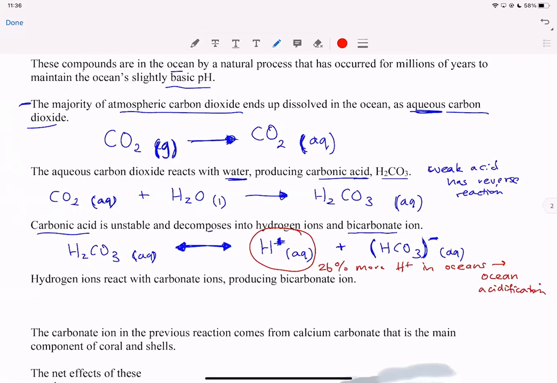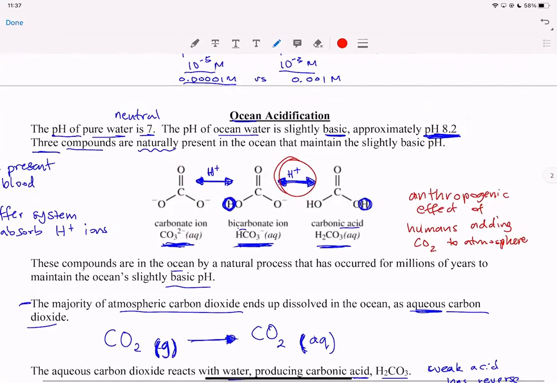Okay, this though gets to the part where, what happens to all those extra hydrogen ions? Well, these extra hydrogen ions end up in the ocean because of this series of reactions that started with humans adding carbon dioxide, and these hydrogen ions get taken up by these compounds.